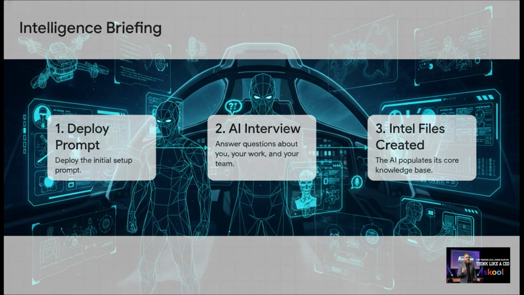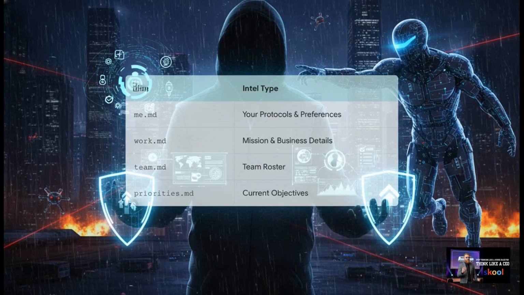You give it a special setup prompt, and the AI starts interviewing you. It'll ask you about your job, your business, your team, even your communication style. And then it uses all your answers to build out its own internal knowledge base. All that info gets neatly organized into this dossier of simple text files. Me.md is all about your personal preferences. Work.md has the key details about your business. Team.md is your roster of key people. And Priorities.md keeps it focused on what's important right now. Suddenly, your copilot has real context for every request.